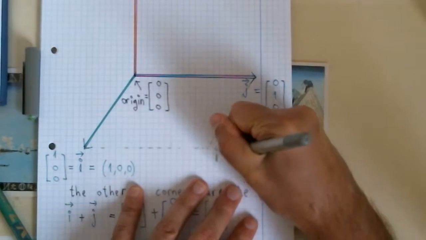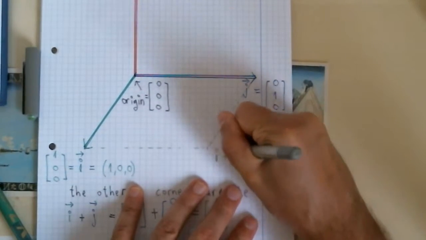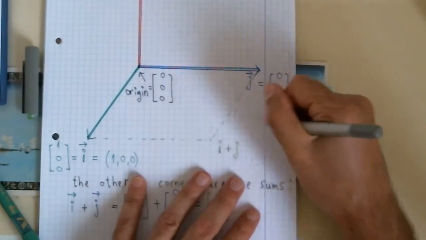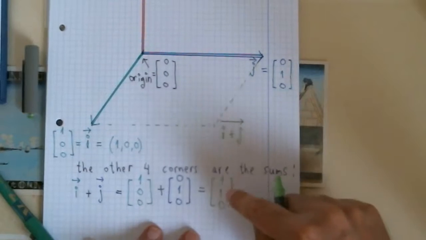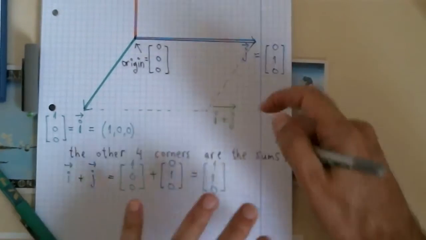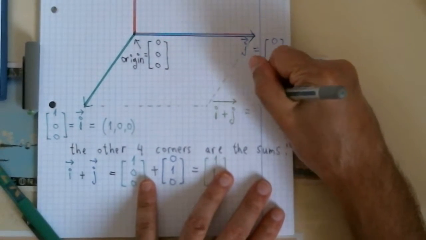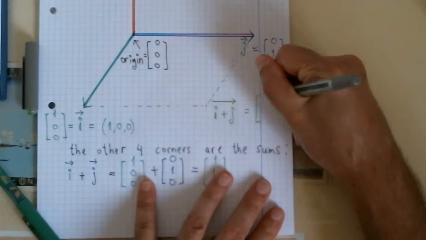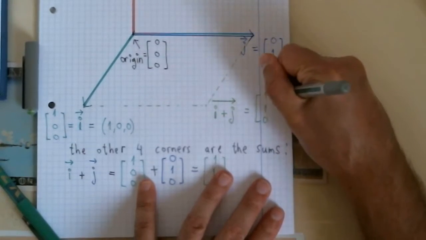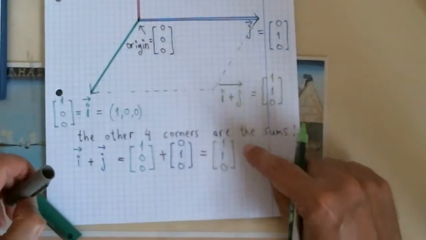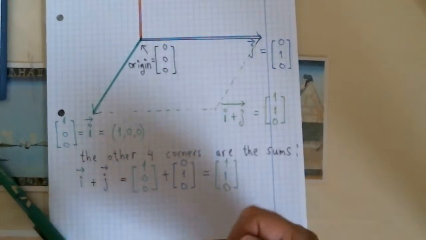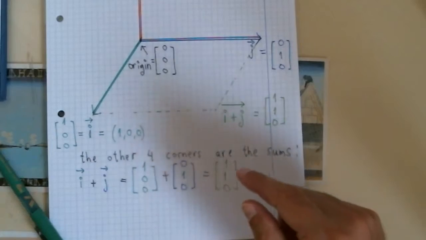I plus j is a vector. It's this vector, 1, 1, 0. Okay. And in the same way, we will get the other vectors, the other corners.